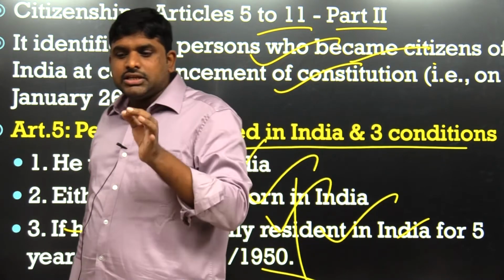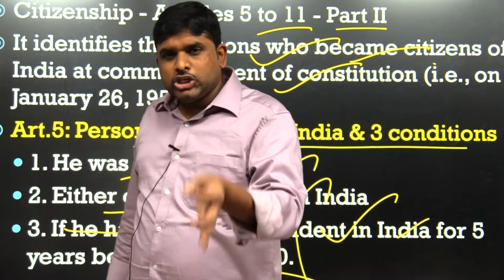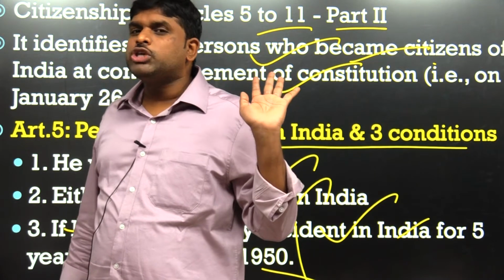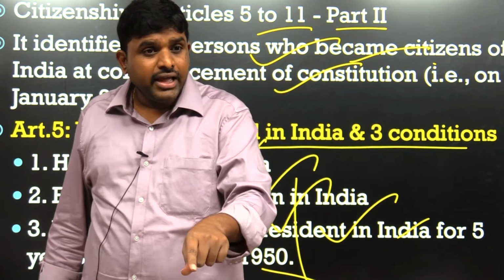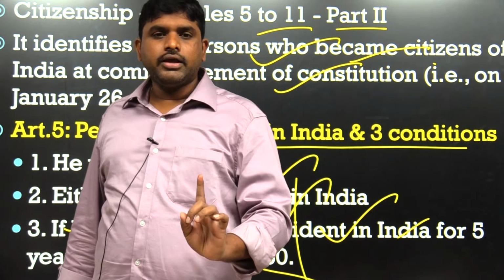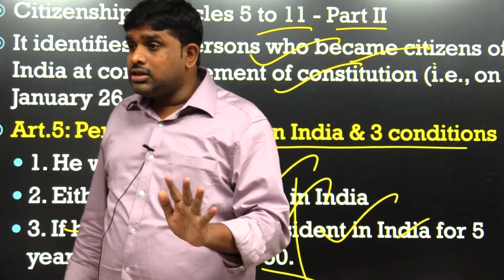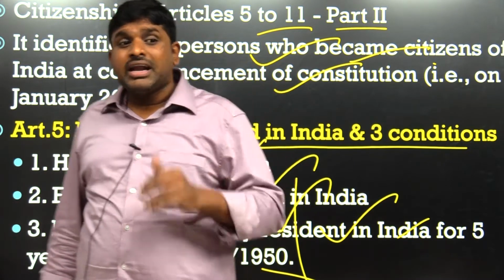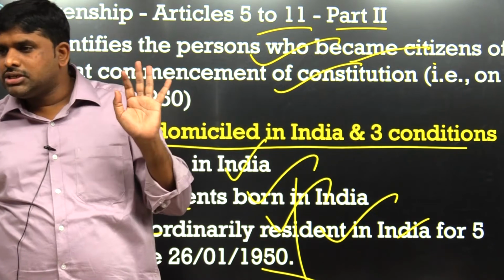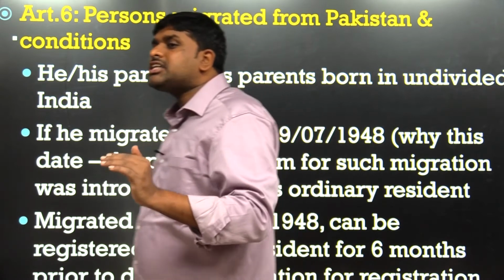Earlier I told only one condition, that I should be born in India. Now you see, I should be born in India. My birth happened before the Constitution came into existence, but on that day I am in India. Either of my parents should be Indian, or else my parents are also not Indian, but I have been staying in India for the last 5 years. Then I will get citizenship according to Article 5. Migrated from Pakistan to India.